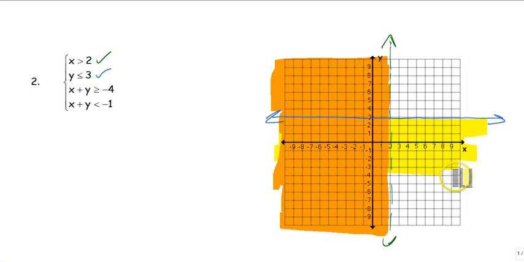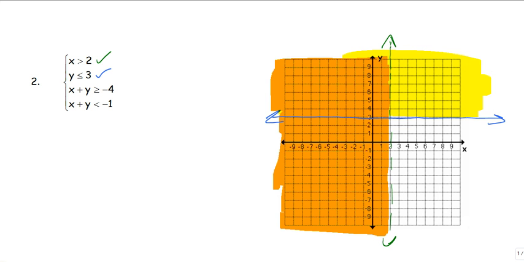Oh, I'm sorry. I misread that. It says y is less than 3, not greater than. I was looking at the flip. So what that means is y is less than 3. 0 is less than 3. I do not want to shade by the 0. I want to shade everything up here. Okay.